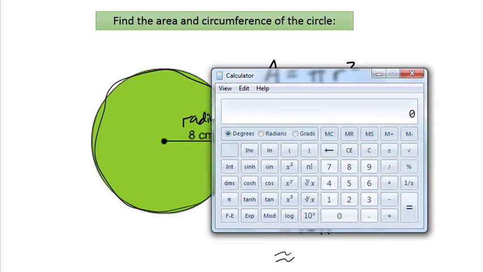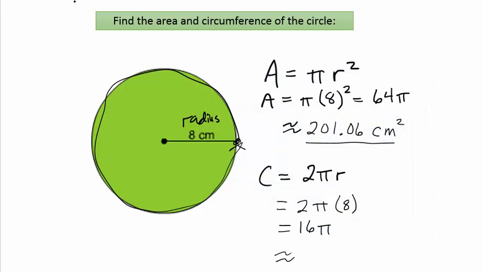And remember, pi is irrational. It goes on into infinity. So we take 16 times pi, and then we'll just round our answer here. So we get 50.27 if we round that. So I just wanted to remind you what the formulas were, and this is just in centimeters. It's 50.27 centimeters around that circle.